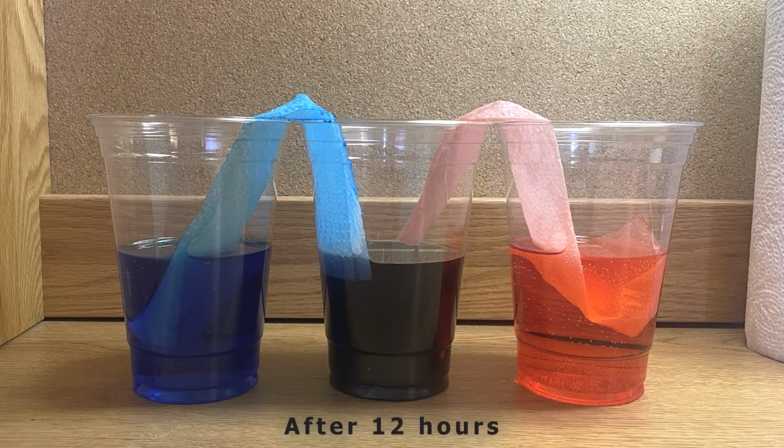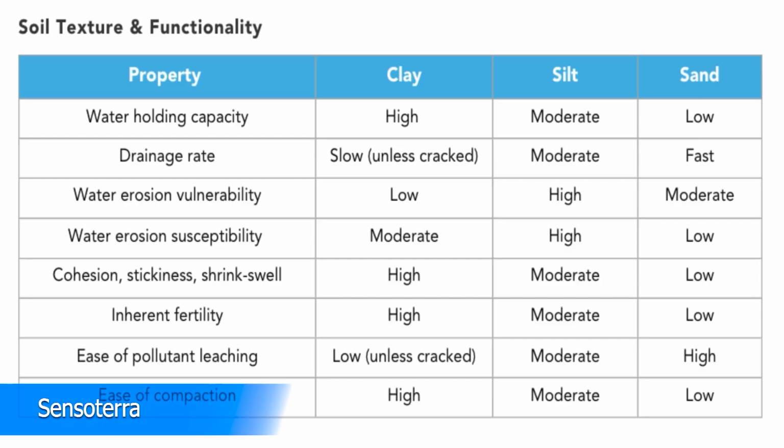Finally, after about 12 hours, we can see that all 3 cups are just about level, and depending on plant type and conditions, capillary action in plants can be observed within a few hours. However, the exact time can vary based on factors like stem size and water availability, and of course, soil texture and functionality play a huge role. Properties such as water holding capacity could be high in clay, but low in sand.